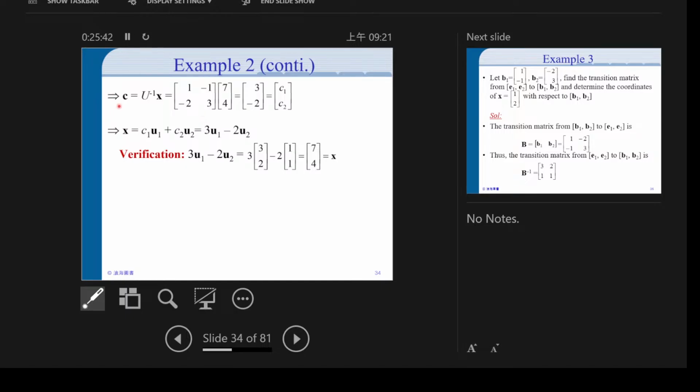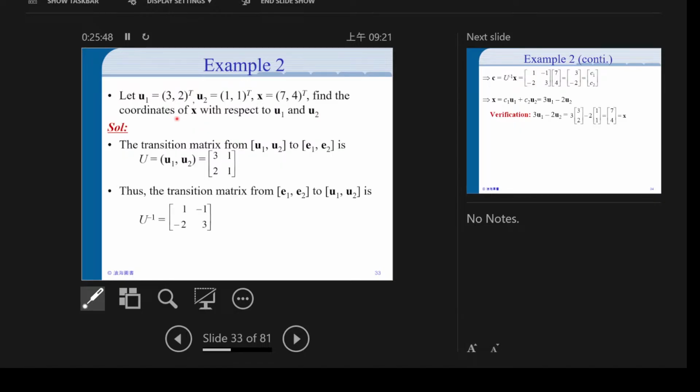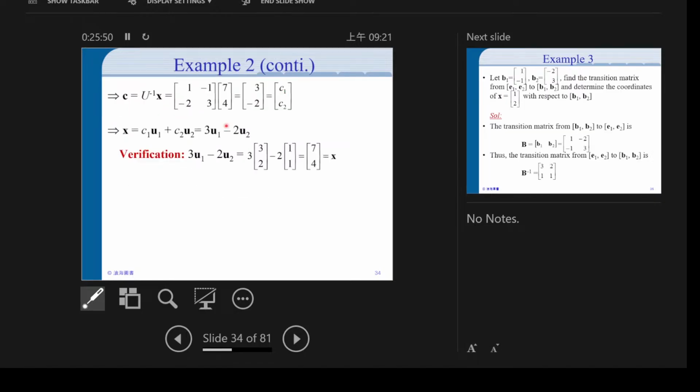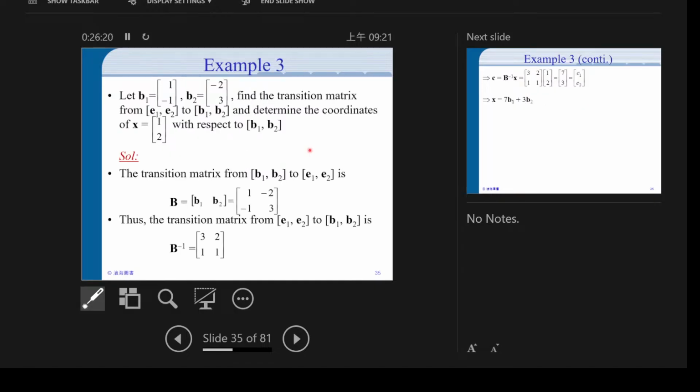And so we just have c equal to u minus 1 times x. You have a u minus 1 multiplying on this x vector, and this is just matrix multiplication. It becomes this 3, minus 2 c1, c2 vector. Okay. And yeah, we can check our answer is correct. So we have this 3 and minus 2 multiplying on our u1 and u2, with u1 and u2 being this 3, 2, 1, 1, and you do the calculation, you check it's actually correct. Okay. So we get back this x vector.